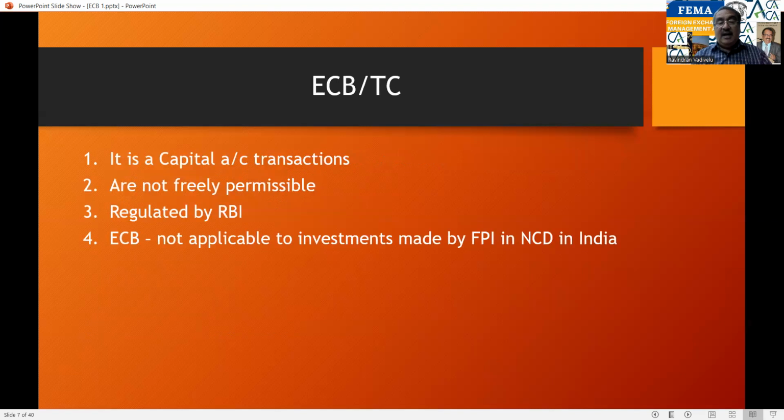Now this ECB or trade credit is a capital account transaction and it is not freely permissible. So everything has to be regulated by the Reserve Bank of India. But ECB is not applicable to investment made by FPIs, that is foreign portfolio investors, in non-convertible debentures in India. So FPIs are not permitted to invest in NCDs by way of ECB.